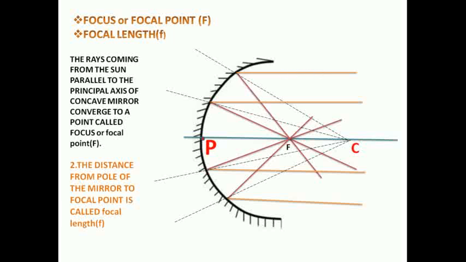Now let us go for the next definition, that is the distance from pole of the mirror to focal point is called focal length. The distance from this pole to this capital F is known as small f. Small f means focal length. The distance from pole of the mirror to focal point or focus is known as focal length, which is denoted by small f. Don't get confused between the focal point and focal length. Focal point is denoted by capital F, focal length is denoted by small f.